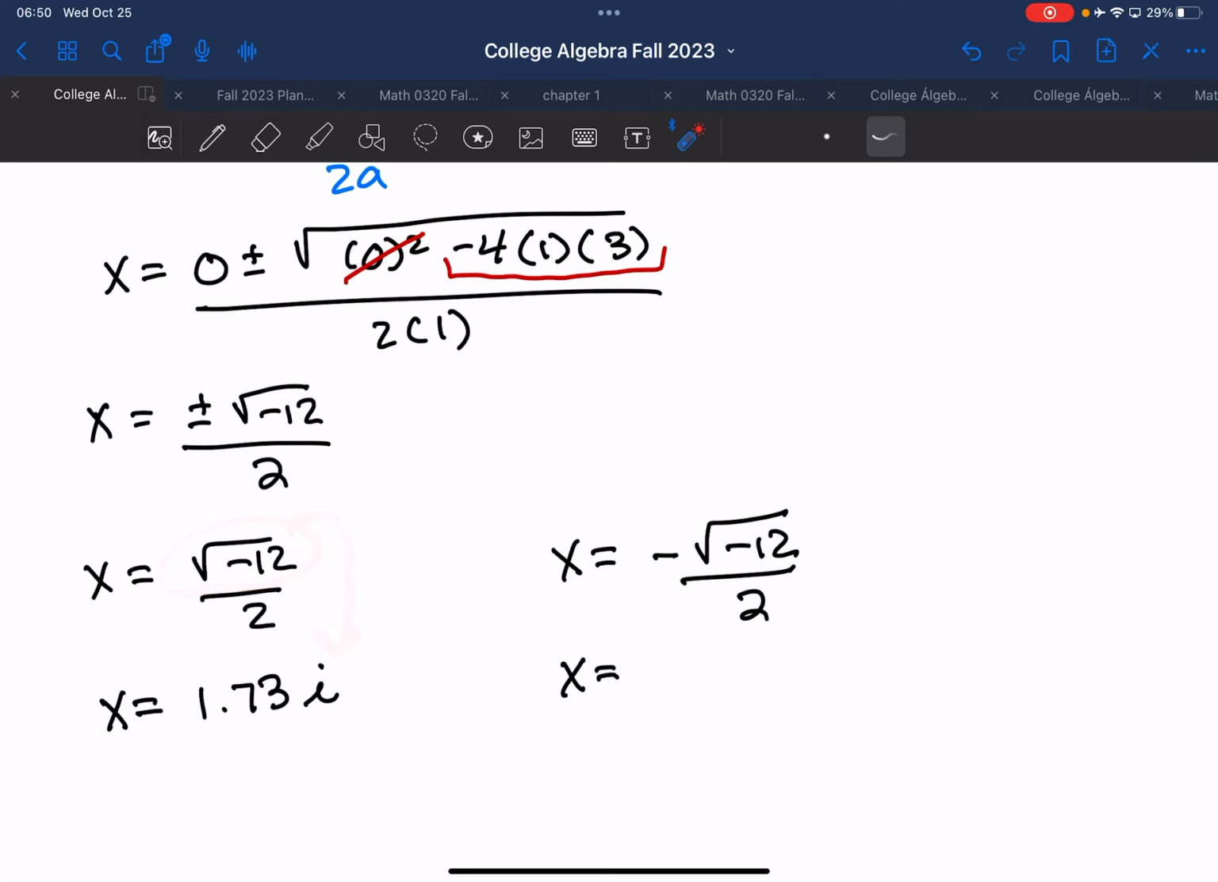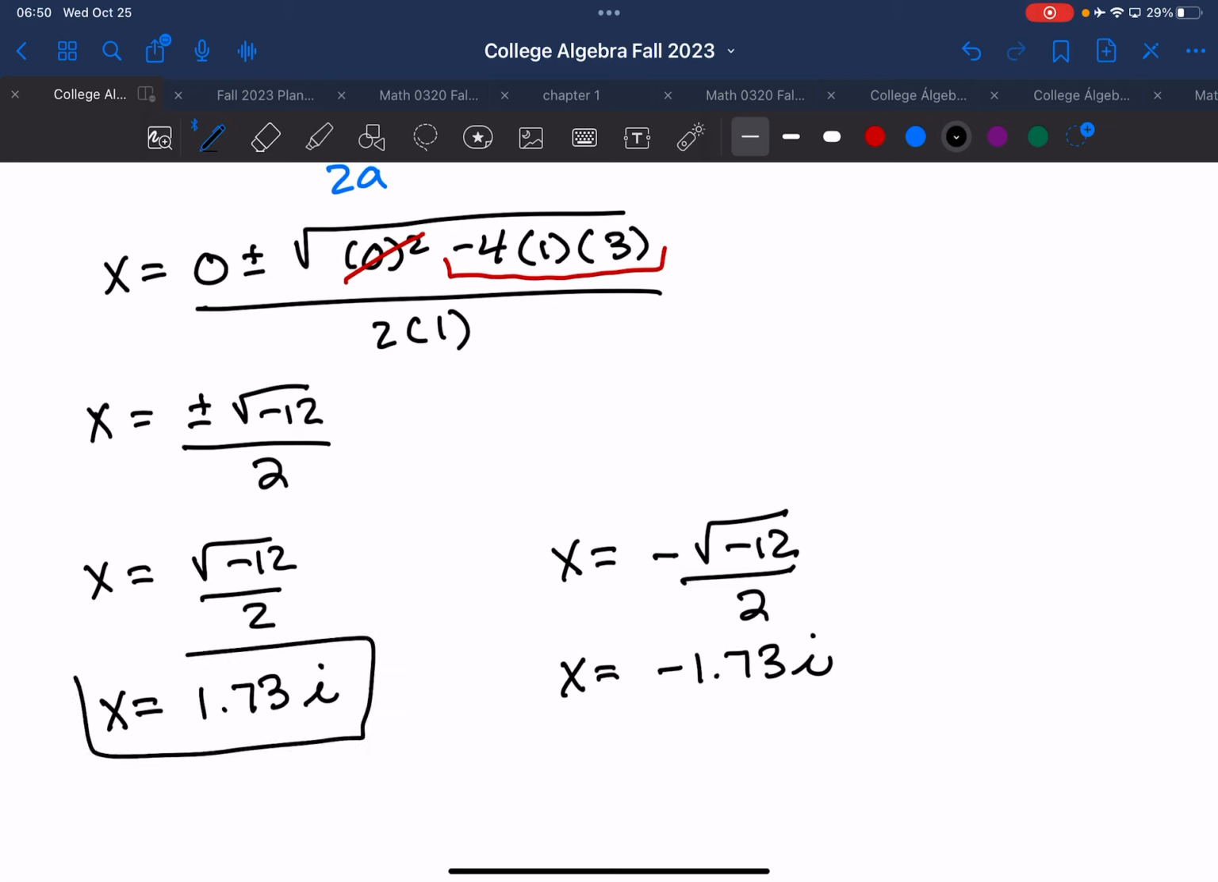So the only part you need to remember here is that if you have a square root of a negative number, forget about the negative for now, type it in your calculator, and at the end when you write your answer, make sure you include an i, and that i stands for imaginary. Okay, any questions on 2?